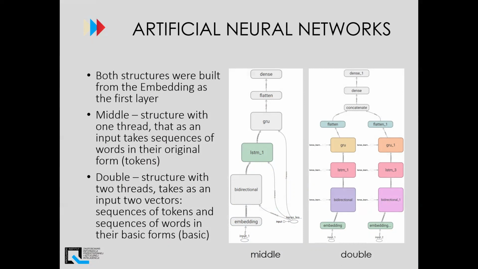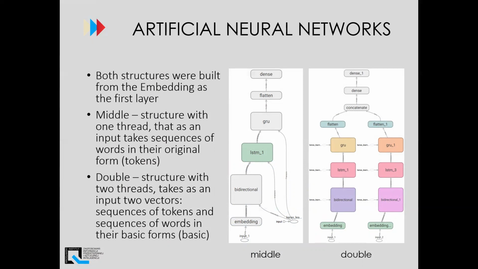Both threads of the double artificial neural network that takes two vectors as inputs are actually of the same structure as the artificial neural network with one thread. The difference occurs after the GRU layer, the gated recurrent unit, where one artificial neural network goes to the output dense layer, while the other one concatenates two threads and two additional dense layers are added.